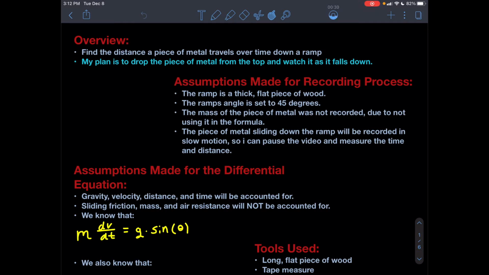The mass of the piece of metal was not recorded due to not using it in the formula. The piece of metal sliding down the ramp will be recorded in slow motion, so I can pause the video and measure the time and distance.